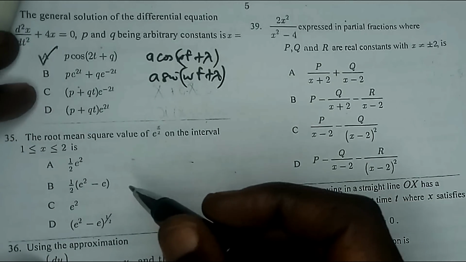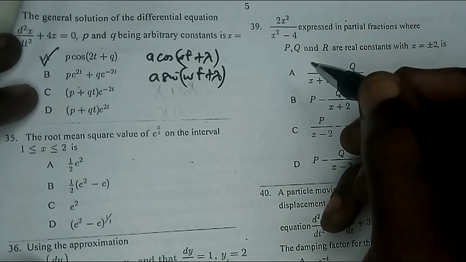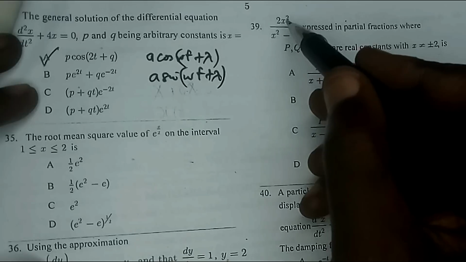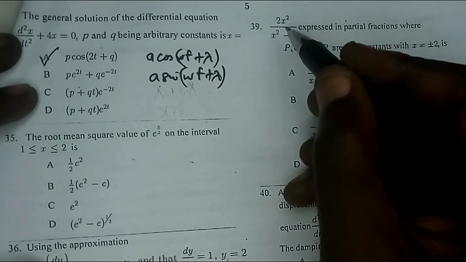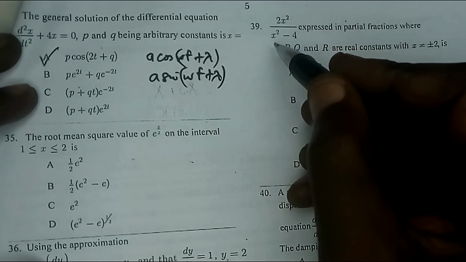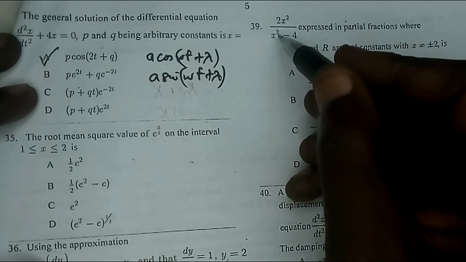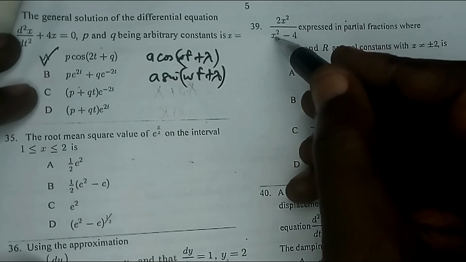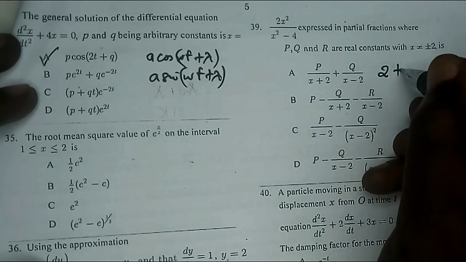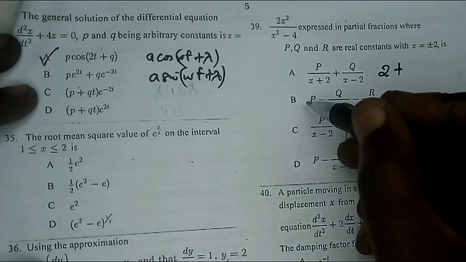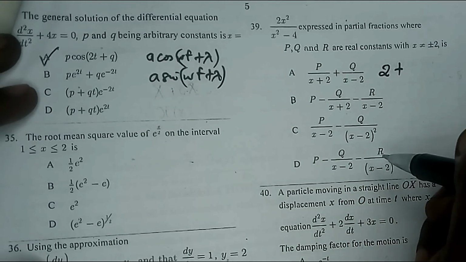answering the multiple choice. In number 39, we have an improper fraction to express in partial fractions. So first start by dividing, the degrees being the same up and down, the highest degrees being the same. 2x squared divided by x squared will give 2. So the partial fraction should be 2 plus something, and so B or D should be the option.